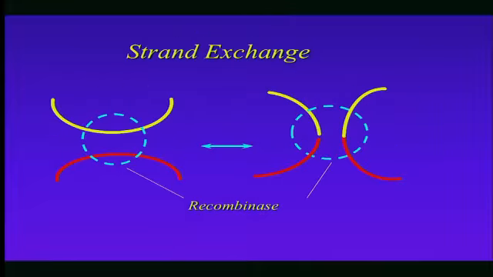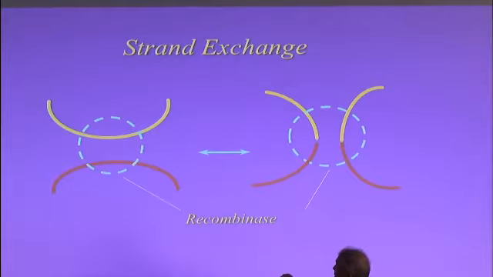And then there's another one that I'll talk a little bit about, site-specific recombination, where an enzyme known as recombinase attaches to two strands of DNA, breaks one and the other, and then glues the red to the yellow, changing the genotype.